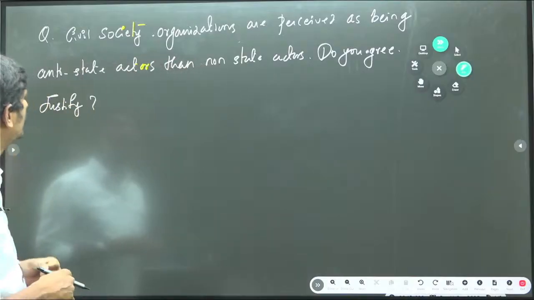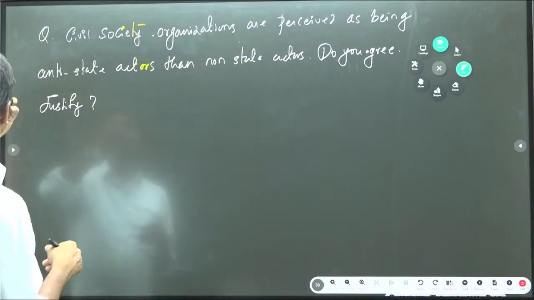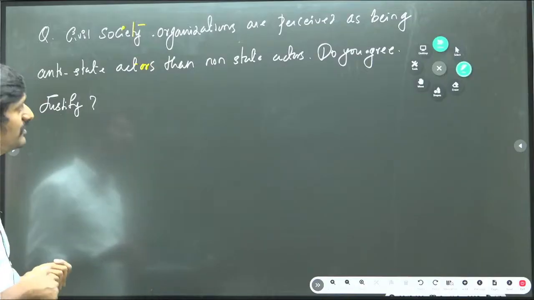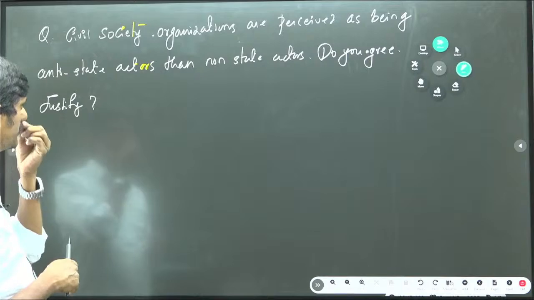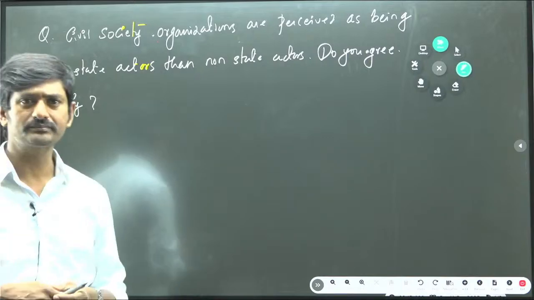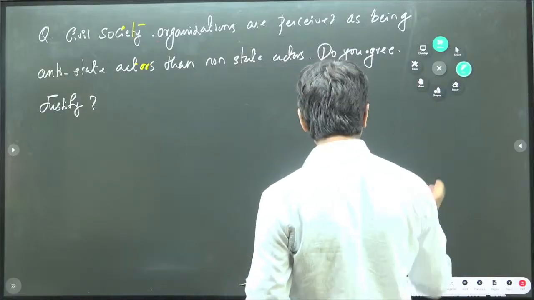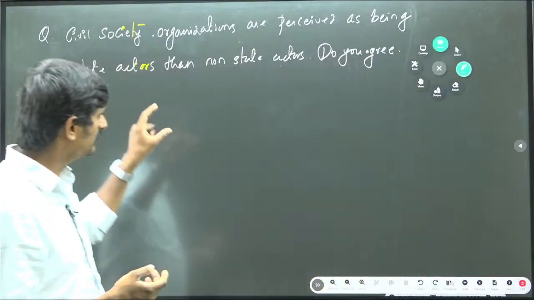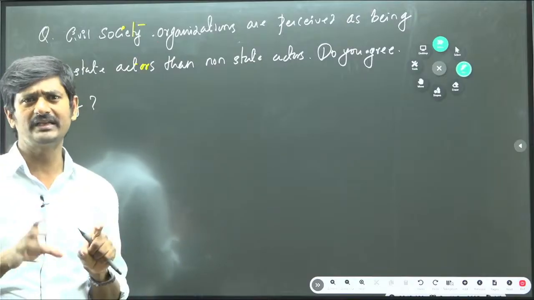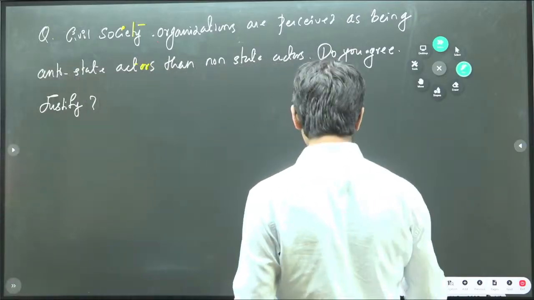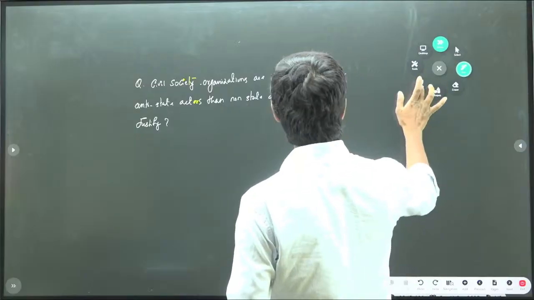Right, so look at this question. Civil society organizations are perceived as being anti-state actors than non-state actors. Do you agree and justify? Here I am not just going to explain the question itself. I will try to explain the concept behind the question first.